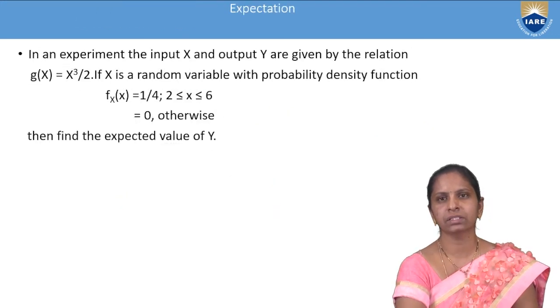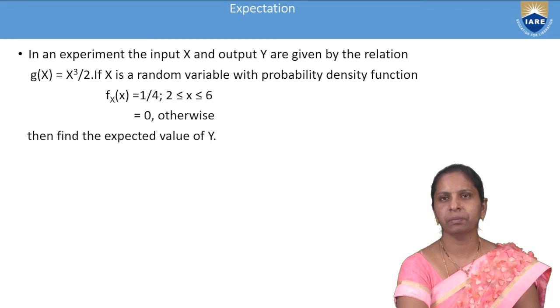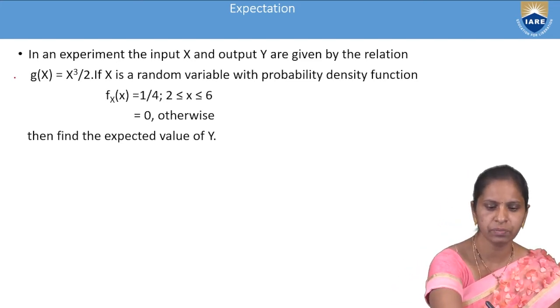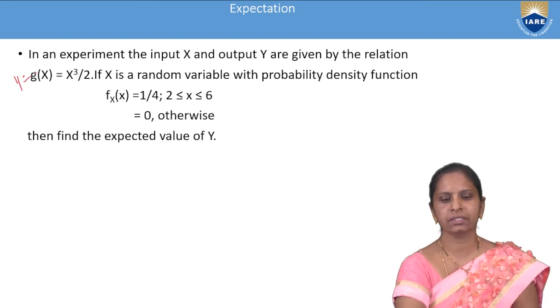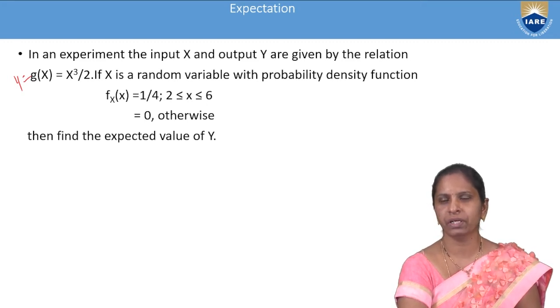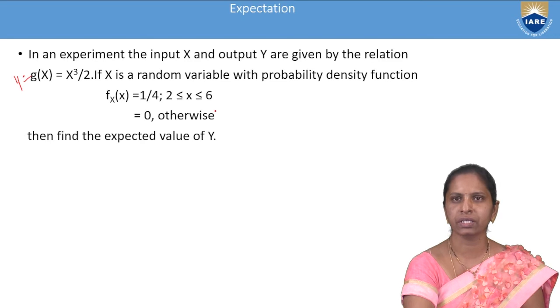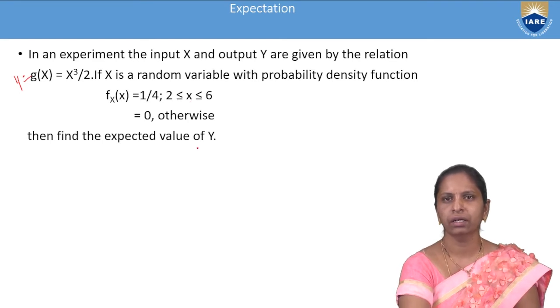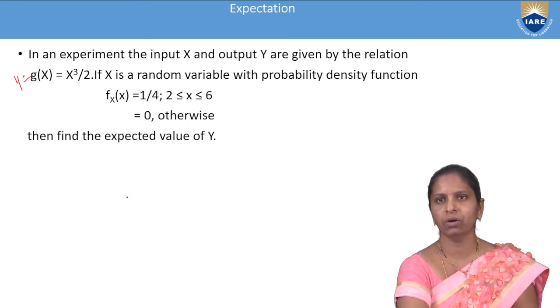Let us see an example. In an experiment, the input x and output y are given by the relation g of x equals x cube by 2. Here y equals x cube by 2, where x is the input and y is the output. If x is a random variable with the probability density function fx of x equals 1 by 4 when x is 2 to 6, and equals 0 otherwise, then find the expected value of y.